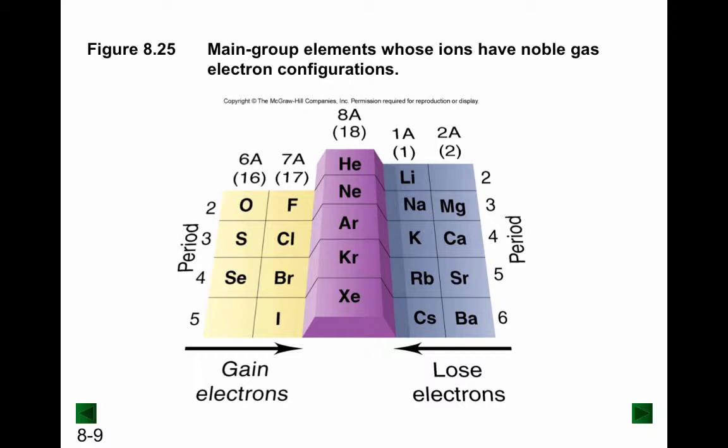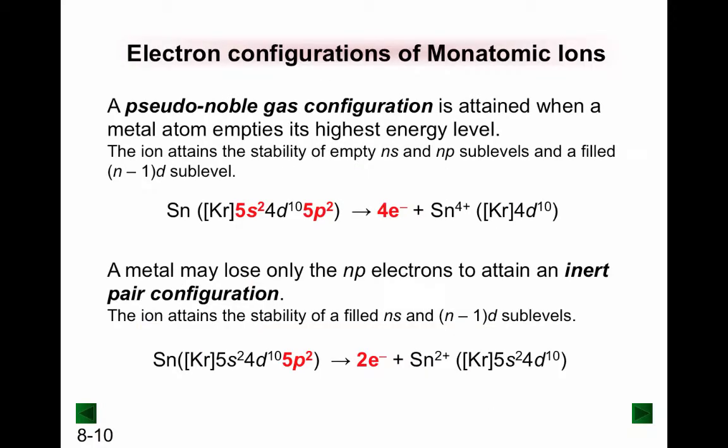With the exception of aluminum, metals of groups 3A to 5A do not form noble gas configurations. Instead, they form cations with two different stable configurations. The first is a pseudo-noble gas configuration, which is attained when a metal atom empties its highest energy level. The ion attains the stability of an empty ns-np subshell and a filled (n-1)d subshell. Please see the pseudo-noble gas configuration for tin in the middle of this slide.